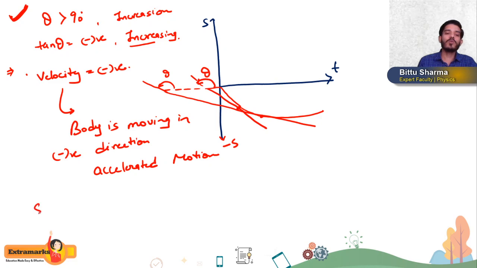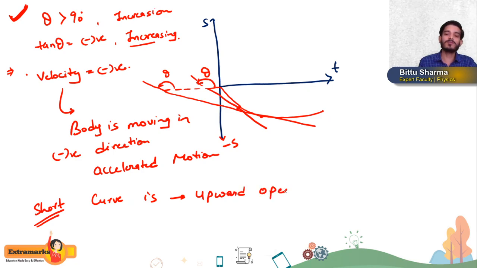Okay, now remember some short tricks, students. What are those short tricks? Suppose if the curve is upward opening, concave upward, I will write upward opening, then you can say it is acceleration.